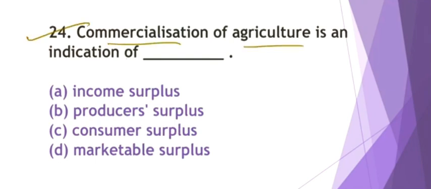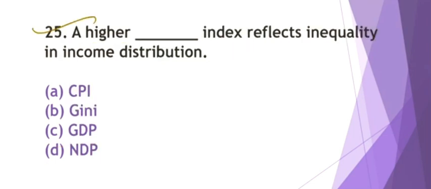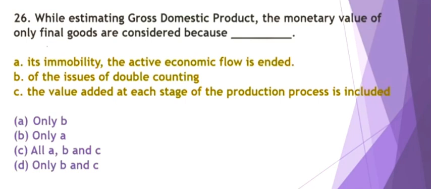24. Commercialization of agriculture is an indication of? Option number D, marketable surplus. 25. A higher dash index reflects inequality in income distribution. Option number B, Gini index.